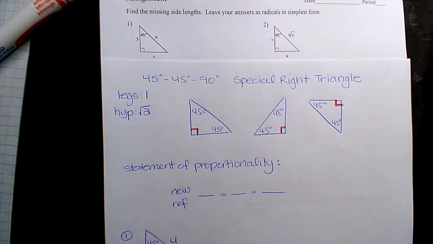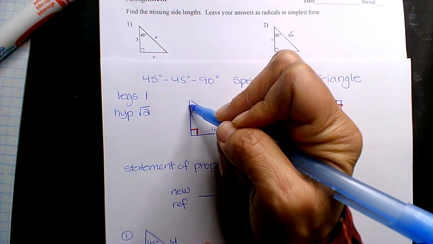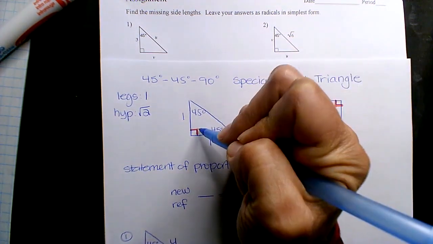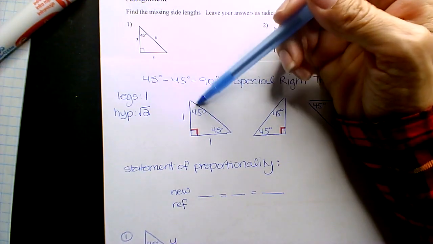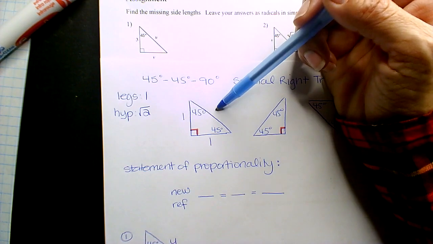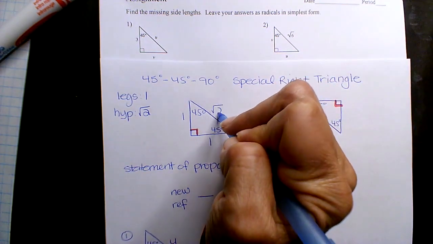So look, we're doing special right triangles, 45, 45, 90. Your legs are always 1, 1. Your hypotenuse is rad 2. In this case, a leg are the sides that create the 90 degrees, right? So 1, 1, and your hypotenuse, remember, which is the longest side, is always opposite the 90 degrees. It does not touch the 90 degrees. It's not adjacent, right? Okay, so this is rad 2.